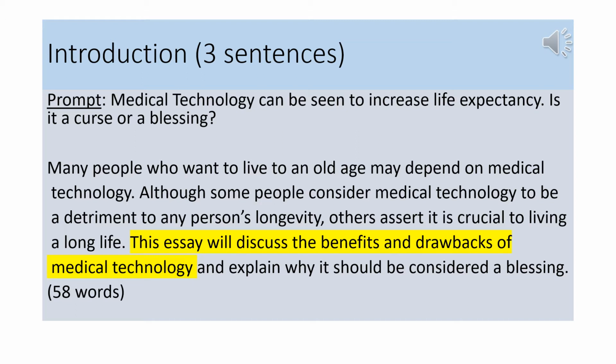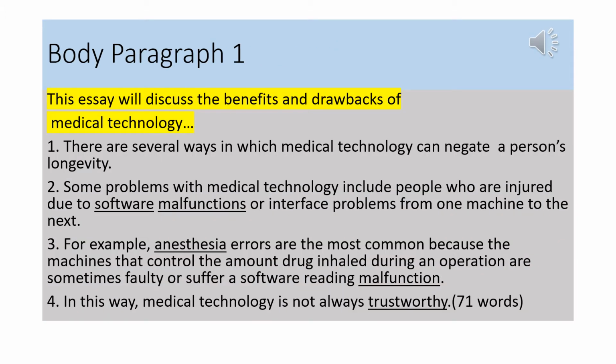When the thesis says this essay will discuss the benefits and drawbacks of medical technology, this is telling the reader what you're going to do in body paragraph 1 and body paragraph 2. You can put them in either order. Okay, you can have the drawbacks first and then the benefits, or the benefits first and then the drawbacks. It doesn't matter. So here is body paragraph 1, and the highlighted part is just a reminder of what the thesis says. This essay will discuss the benefits and drawbacks of medical technology.